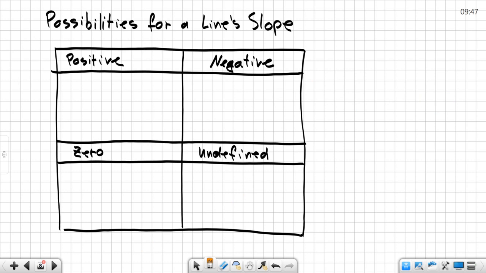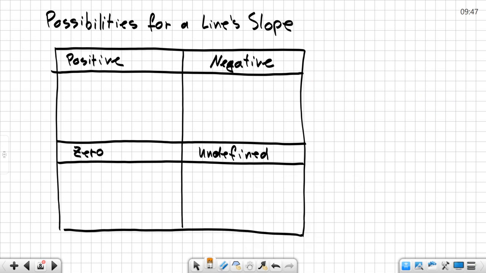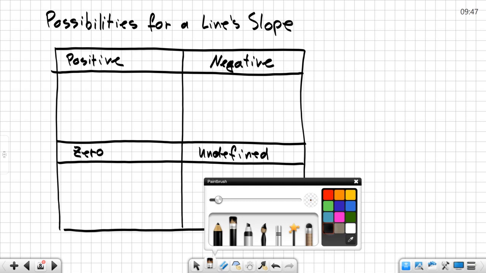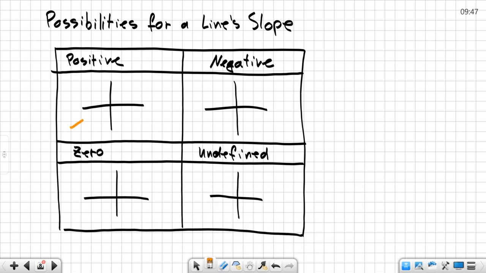Possibilities for a line's slope before we calculate more slopes. What possibilities do we have? Well, coordinate systems, really, really sketched quickly. A positive slope goes up, could look like this. A negative slope goes down, could look like this.